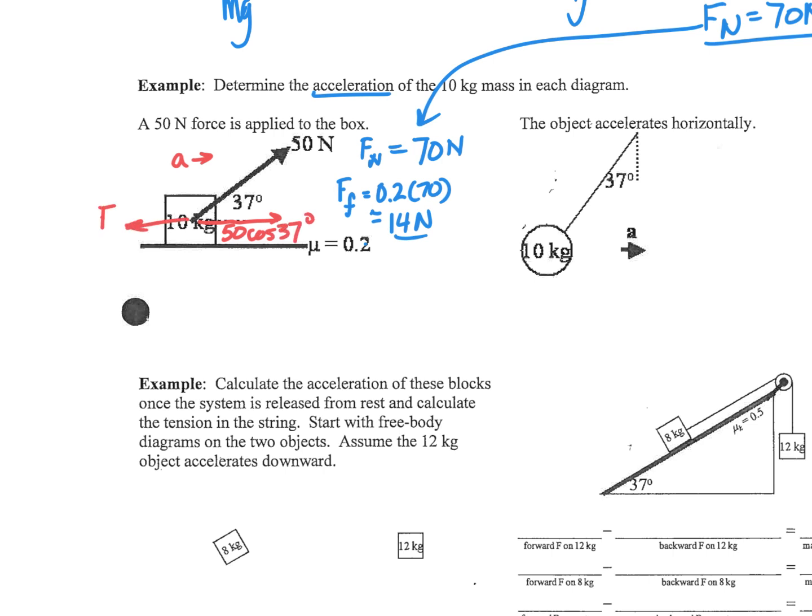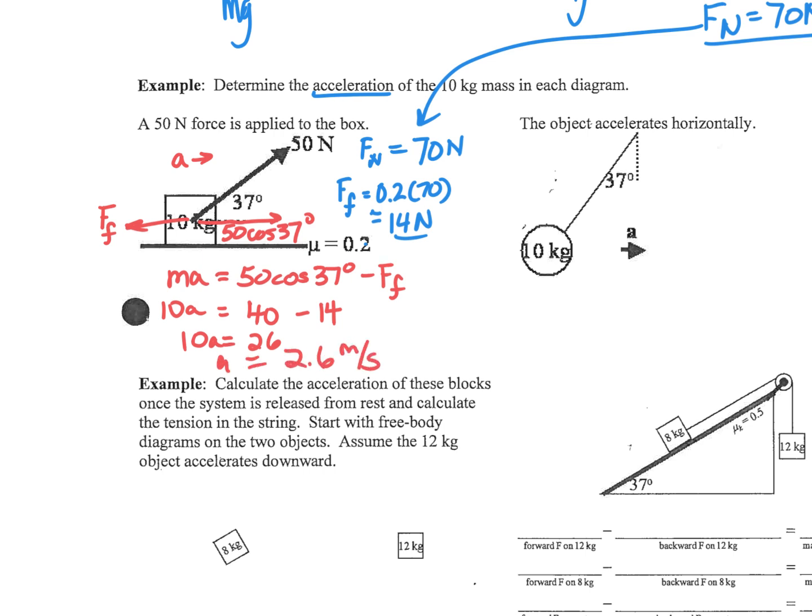And I know that I have a force of friction acting this way. So my MA is equal to that 50 cosine 37 minus the force of friction. So MA would be 10A. This would be 50 cosine 37, which is 40, minus the 14. So 10A is equal to 26. So A is going to be 2.6 meters per second squared.